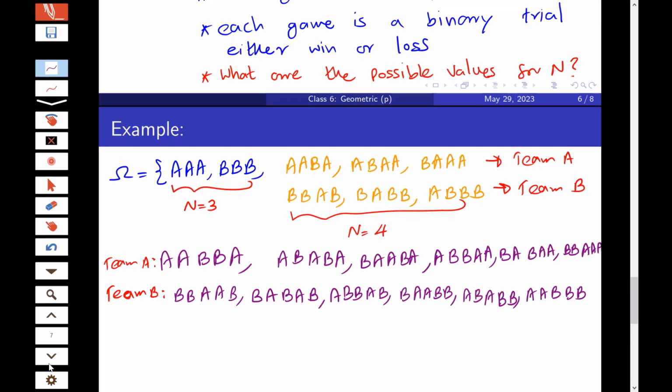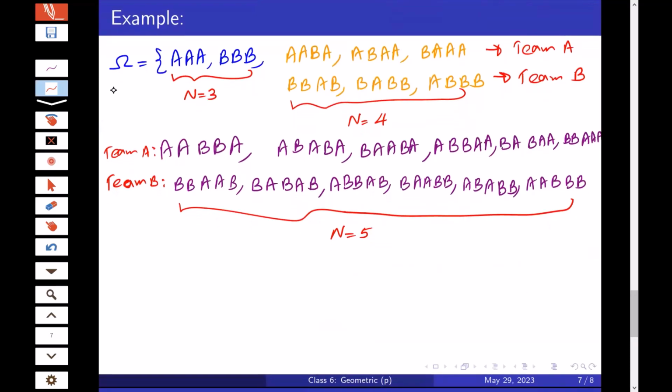Okay, so these are the possibilities for B when we are playing for this set, n equal 5. So let's see, can we have 6 games? A, A, B, B. No, we cannot have 6 games like this. If I have it like this, still no. So that means n equal 6 is not possible. So the possible values for n are only 3, 4, 5.